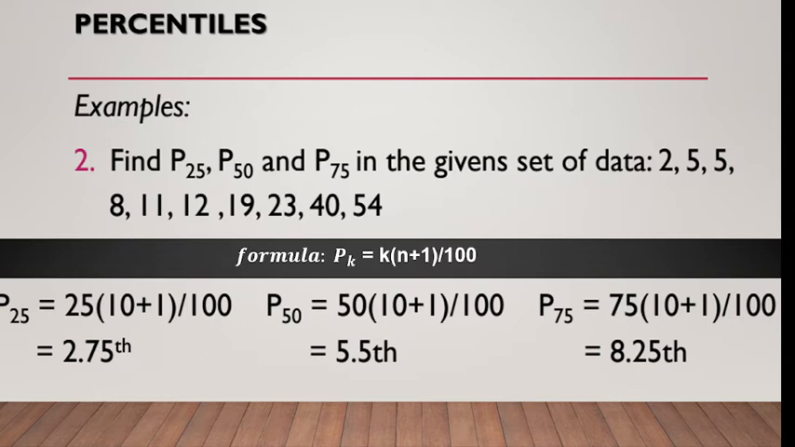Then the last one is P sub 75. Substitute all the values. We can have 75 times 10 plus 1 over 100. So 75 times 10 plus 1 over 100 is equal to 8.25. Round off, it is equal to 8. So P sub 75 is equal to 23.